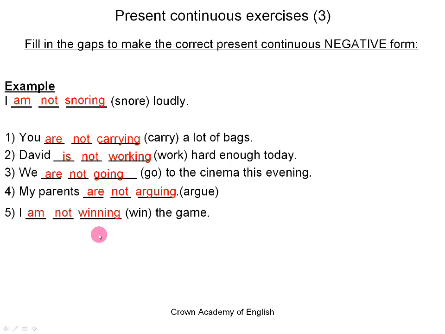And question 5 is another exception, one we haven't seen before. If the verb has one syllable and ends in a single vowel and a single consonant, an I and an N, then we double the consonant and then we add ing. Double a consonant means we add another letter N. So we put another N at the end of win here, and then we add ing.